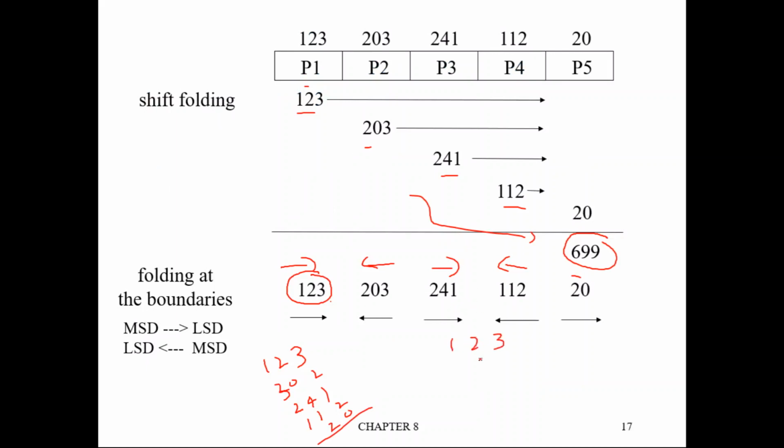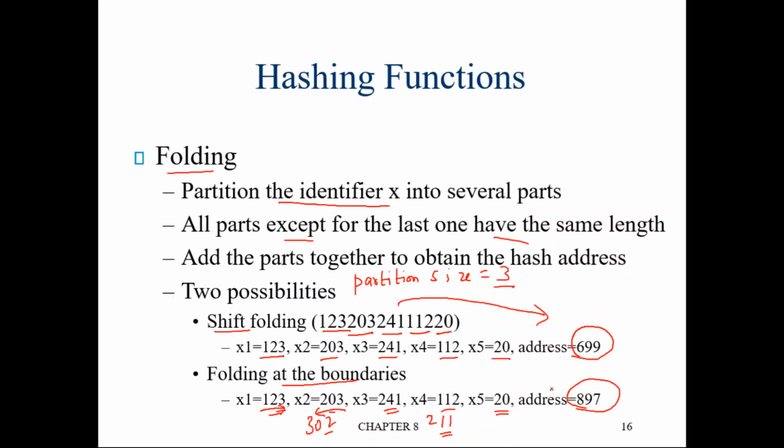So 123 plus 302 plus 241. Yeah, this is 211, sorry, this is 211. Plus 211 plus 20. So what is that? 3 plus 2 is 5, 5 plus 1 is 6, 6 plus 1 is 7. 4 plus 2 is 6, 6 plus 1 is 7, 7 plus 2 is 9. 3 plus 1 is 4, 4 plus 4 is 8. So it is 897. That is how you got this 897, right? Fine.